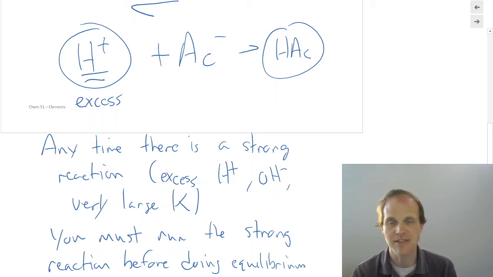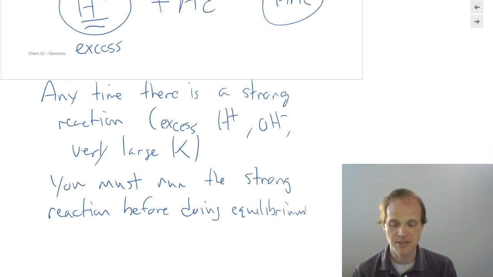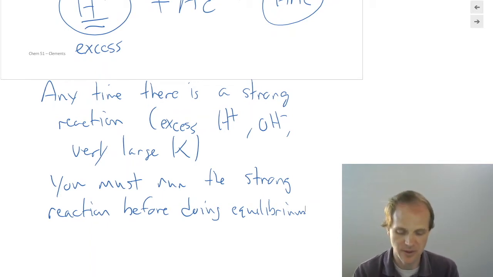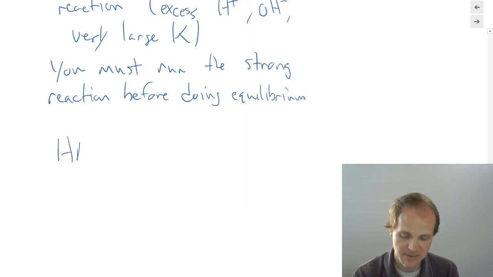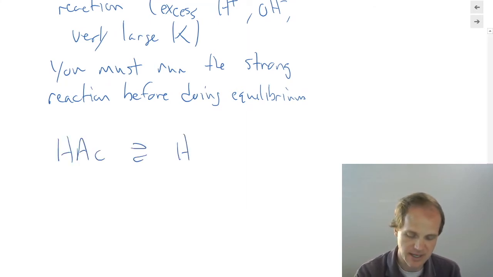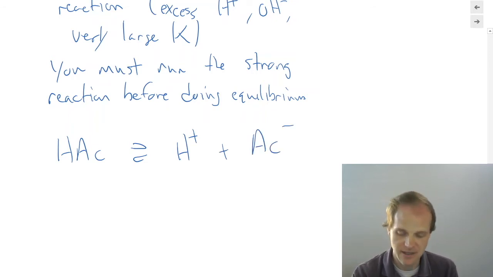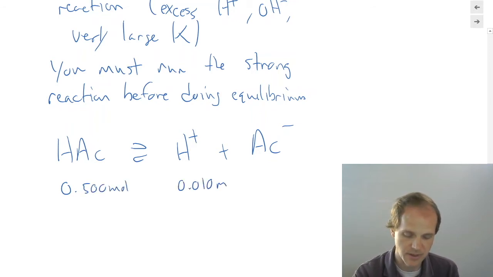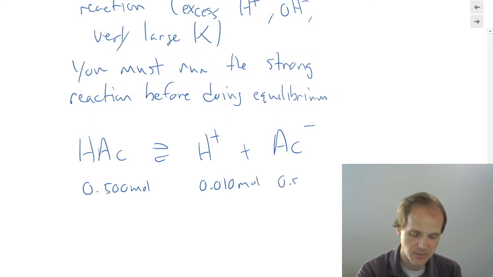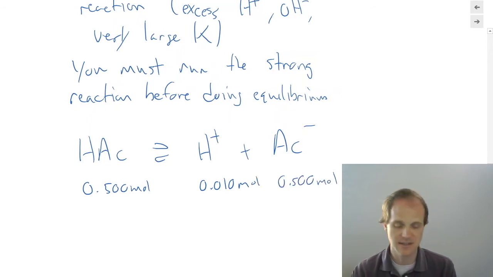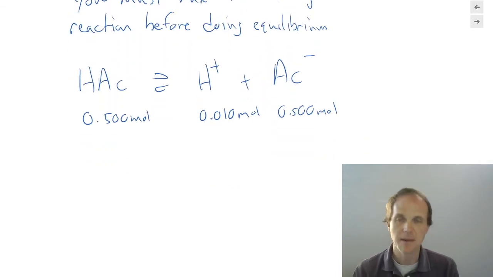All right, so you must run that strong reaction before you do the equilibrium. So if we have 0.01 moles of H+, we have to react that H+ before we do our equilibrium. So I'm going to write down the same thing we had before. HAc goes to H+ plus Ac-. But now, since I know I've got these amounts here, 0.05 moles, 0.1 moles, and 0.50 moles from our last slide. This is not an equilibrium expression, so I'm not going to start with ICE. I'm not going to start with initial, change, and equilibrium.